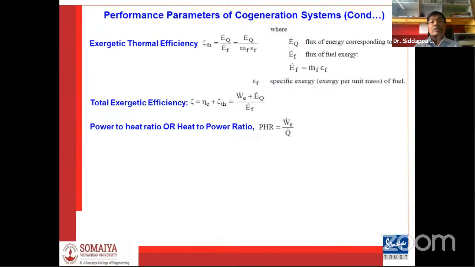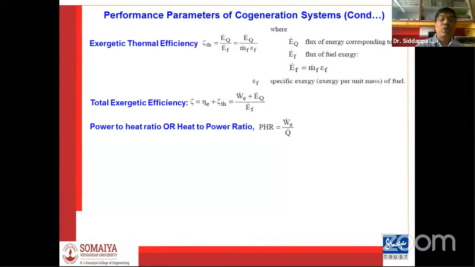This is called the power to heat ratio, or in some books or literature, they have given the heat to power ratio. Generally in BEE manuals, or Bureau of Energy Efficiency manuals for energy auditing, they use heat to power ratio everywhere. But in research articles, textbooks, reference books and some standard data books, we use the term power to heat ratio. Both are the same, but one is the reverse of the other.